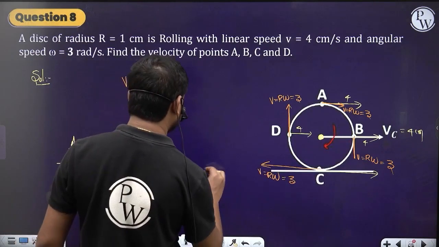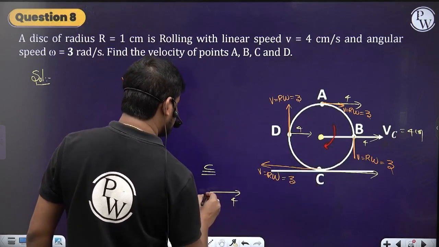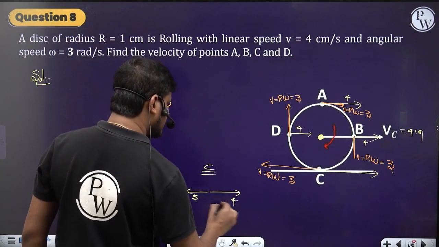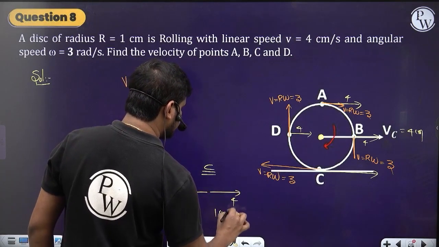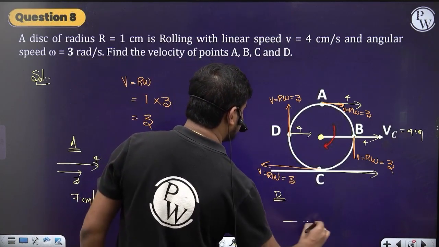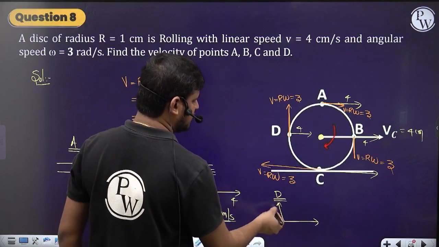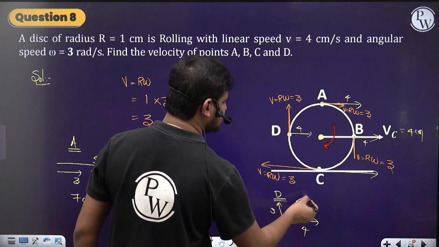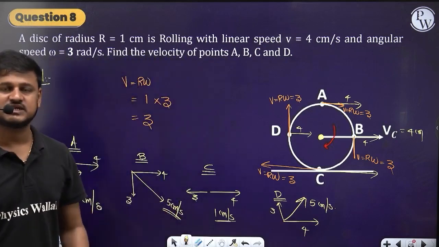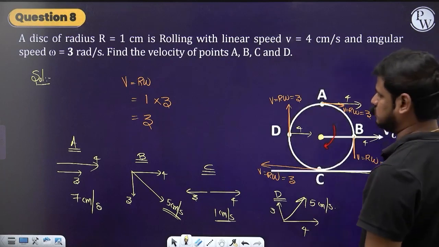Now for point C, you can observe this side 4 centimeter per second due to translation motion, and this side 3 centimeter per second due to rotational motion. So overall it will be 1 centimeter per second for point C. And for point D, 4 centimeter per second due to translation motion, and 3 centimeter per second due to rotational motion. So overall this will be 5 centimeter per second. Clear? Understood, guys, everyone? This part. Chalo. So next.